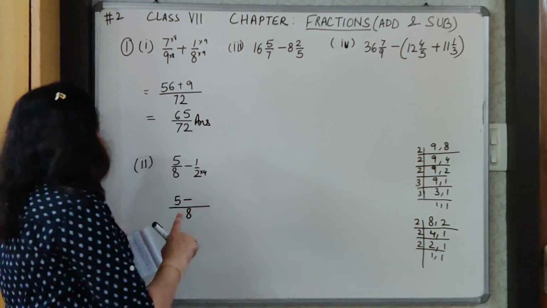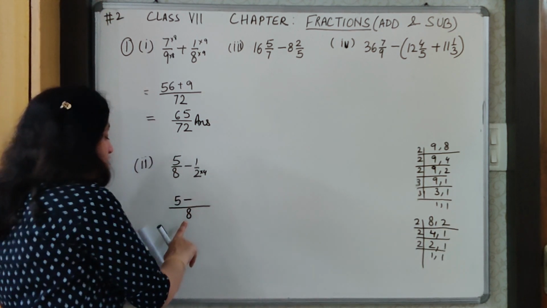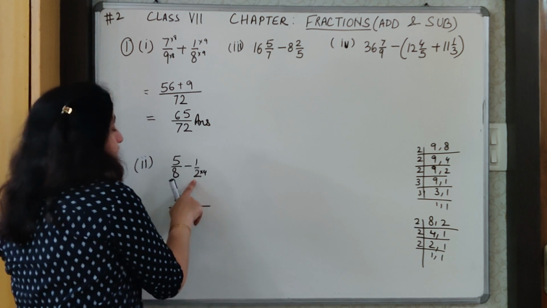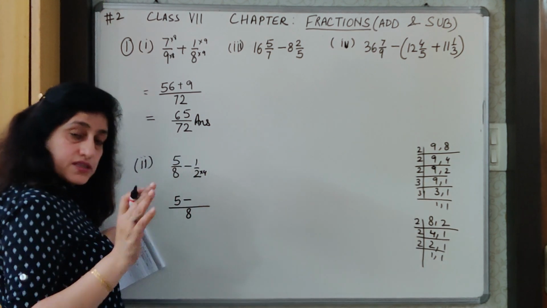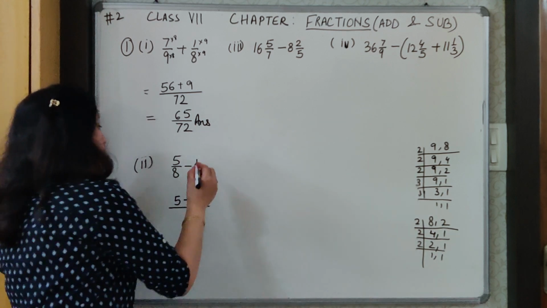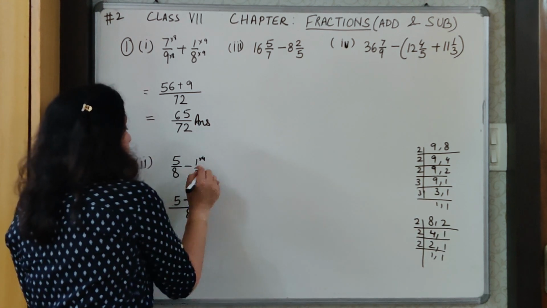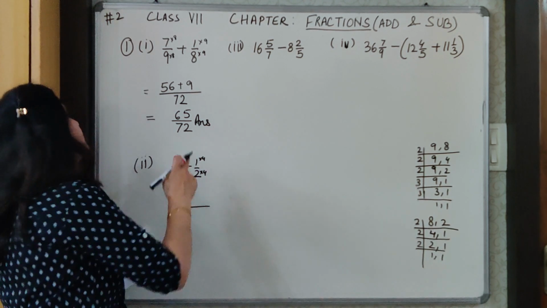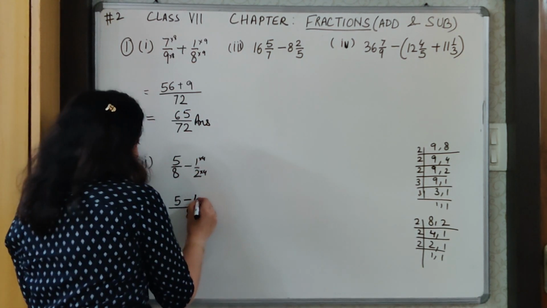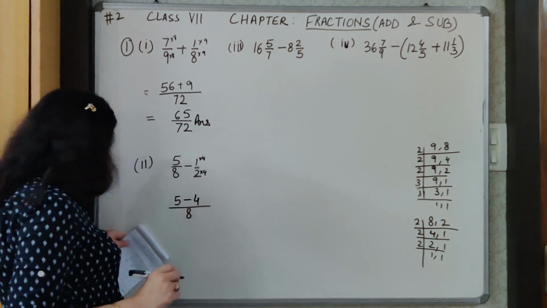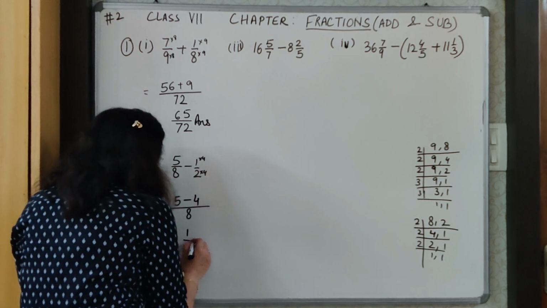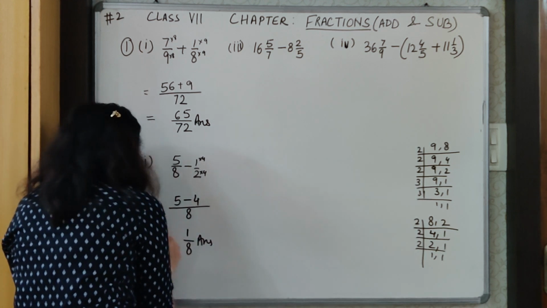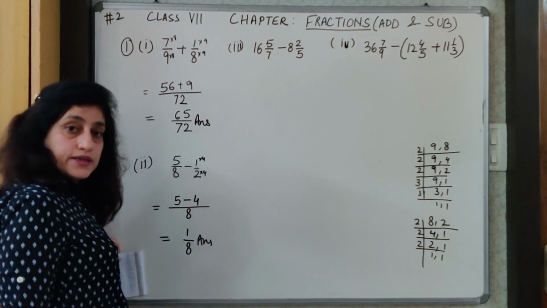Another way, children, is to identify which number I should use here is divide this denominator by this denominator. Say 8 divided by 2 gives me 4. It means it has to be multiplied by 4. So this also has to be multiplied by 4. I am writing this to make you understand it is not mandatory to write this. So I get here 5 minus 4 upon 8, which gives me 1 upon 8 as the answer to this question. Are you getting it?